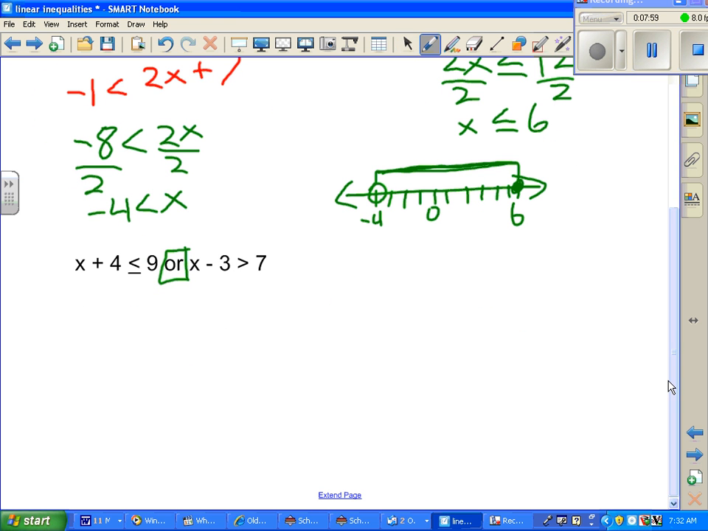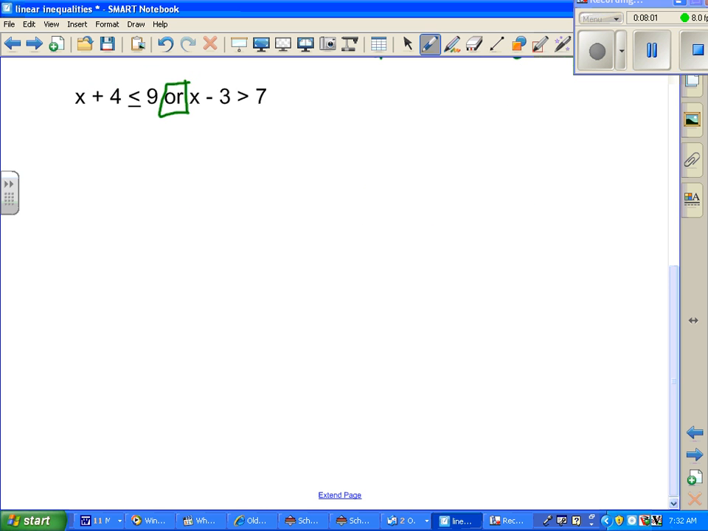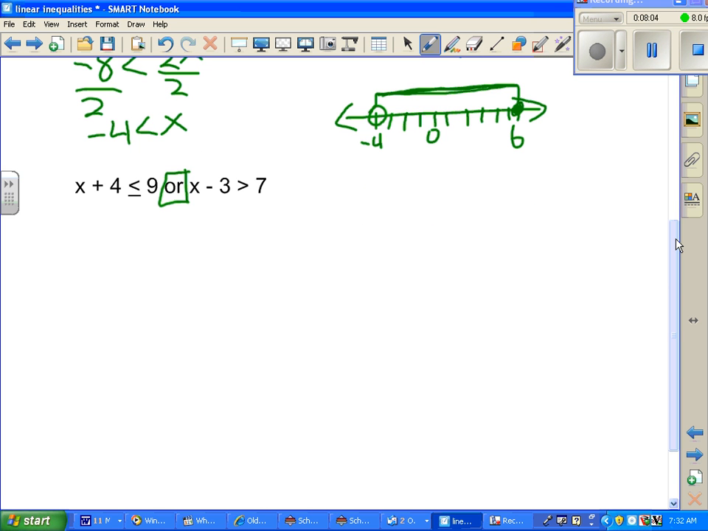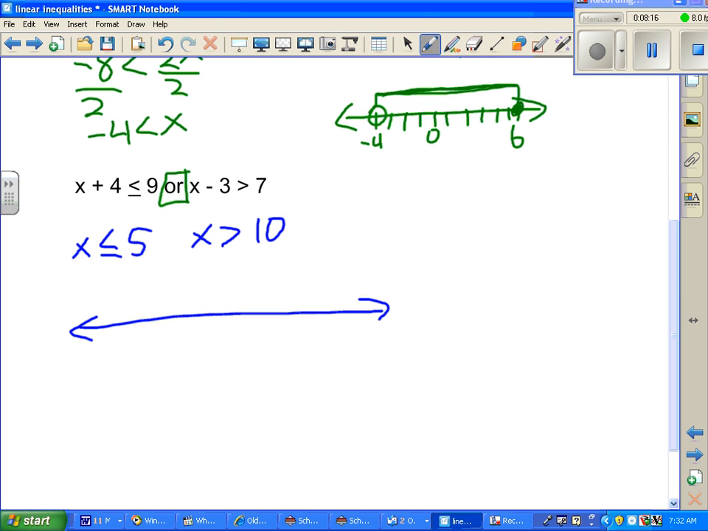Okay? Now this one down here is an or, so we can just go to solving each piece. X is less than or equal to 5 if I subtract the 4 over. X is greater than 10 if I add the 3 over. Okay? So, here we go. We're at 0, 1, 2, 3, 4, 5. Closed circle, and it's less than, so we're going this way. And then at 10, 6, 7, 8, 9, 10. It's an open circle, and we're going to the right because X is greater than.